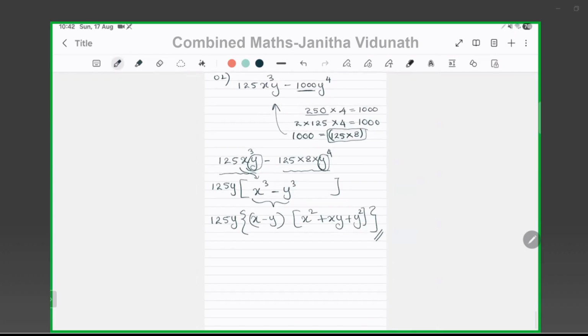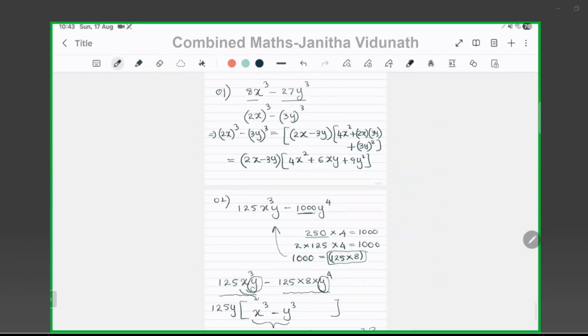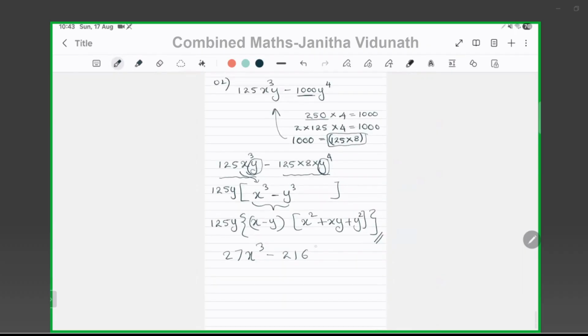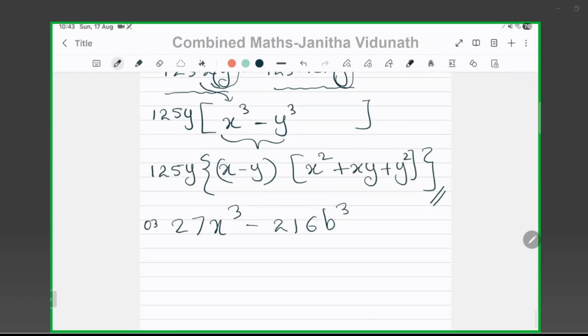Our last question was 27x cube minus 216b cube. Here 27 means 3 to the power 3 and 216 means 6 to the power 3.